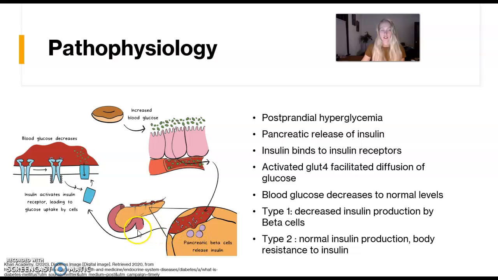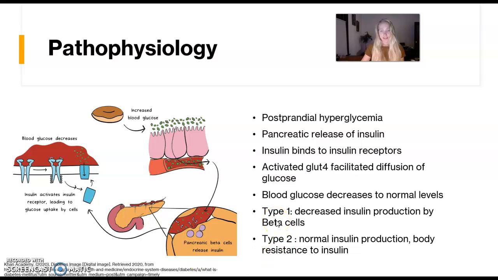That insulin is then going to travel around the body and bind with insulin receptors. Once it's bound to an insulin receptor, that insulin receptor will then activate the GLUT4 receptor to bind to glucose. And then glucose will be absorbed into the cells through facilitated diffusion. Then the blood glucose will decrease to normal levels within 2 hours of the meal.